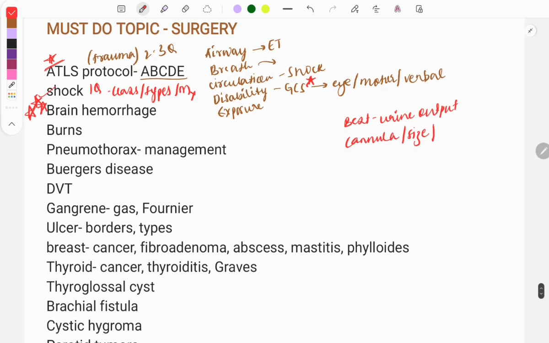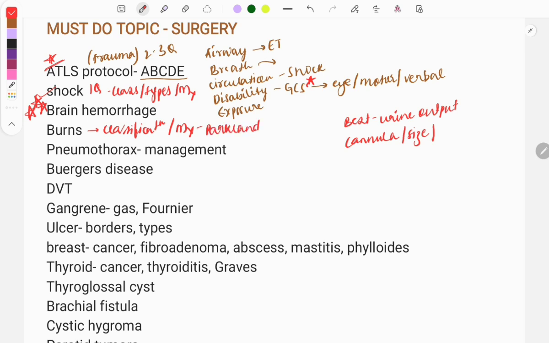Then the next topic is the burns. In the burns, questions are asked on the classification, that is superficial and deep, then first degree burn, second degree burn. And you also need to look at the management of the burns, the very important formula, that is the Parkland formula.